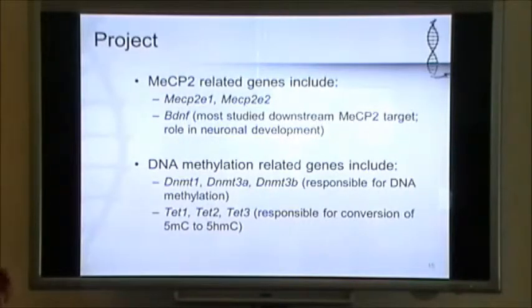I also looked at DNA methylation-related genes because MECP2 is a binder of methylated DNA, and the expression of MECP2 often correlates with the global levels of DNA methylation. So I looked at the DNA methyltransferases 1, 3A, and 3B, which are responsible for the deposition of the methyl group, as well as the TET genes 1, 2, and 3, which are responsible for the conversion of 5-mCs to 5-hmCs.